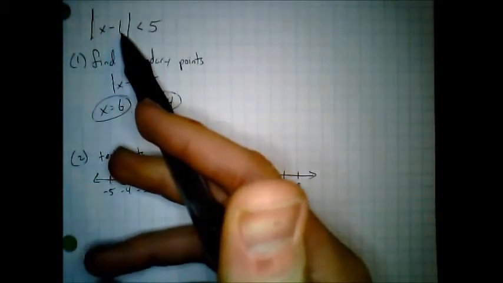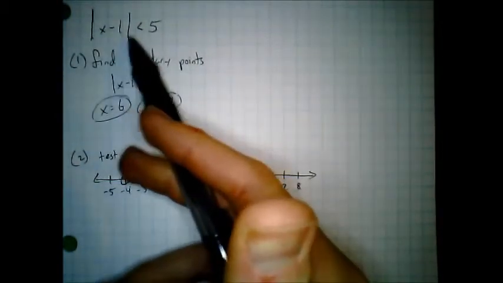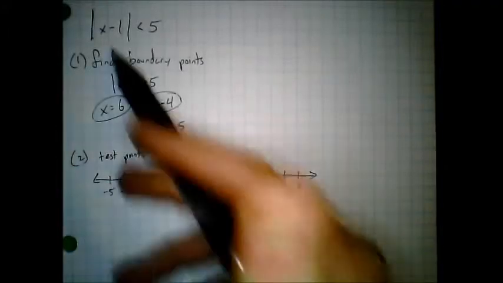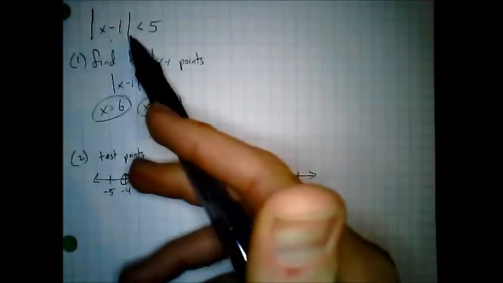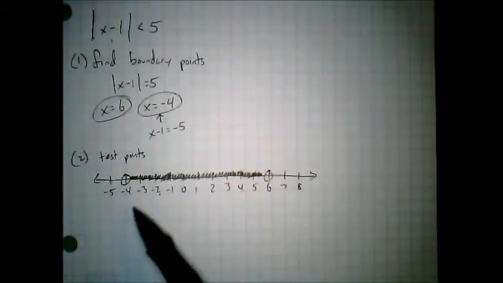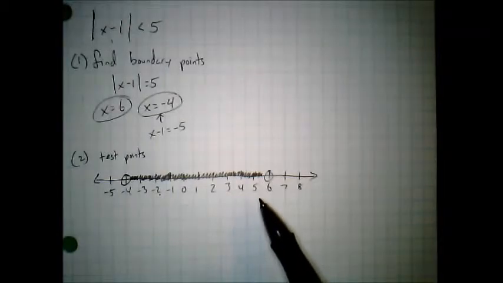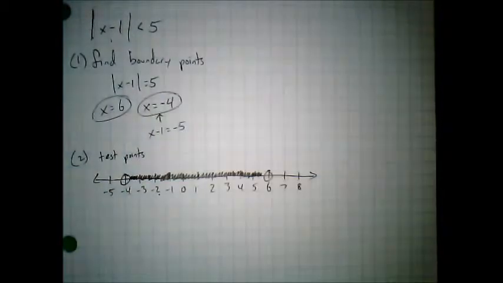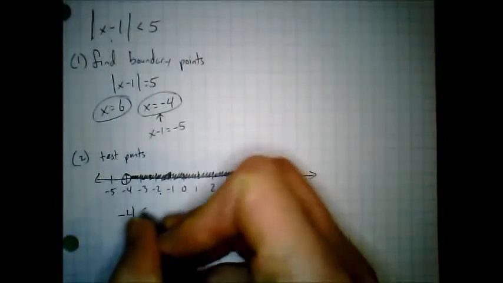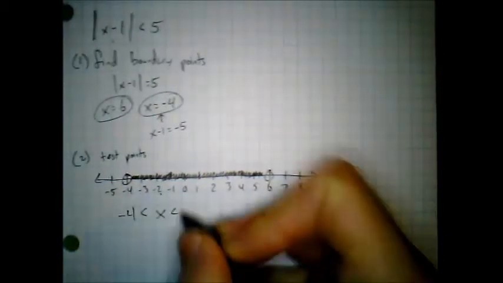Negative 3 minus 1 is negative 4. Absolute value is positive 4. That's less than 5. Negative 2 minus 1 is negative 3. Absolute value is positive 3. That's less than 5. I could test all these points on the inside, and they're all going to give me something that's less than 5. So this answer is negative 4 is less than x is less than 6.